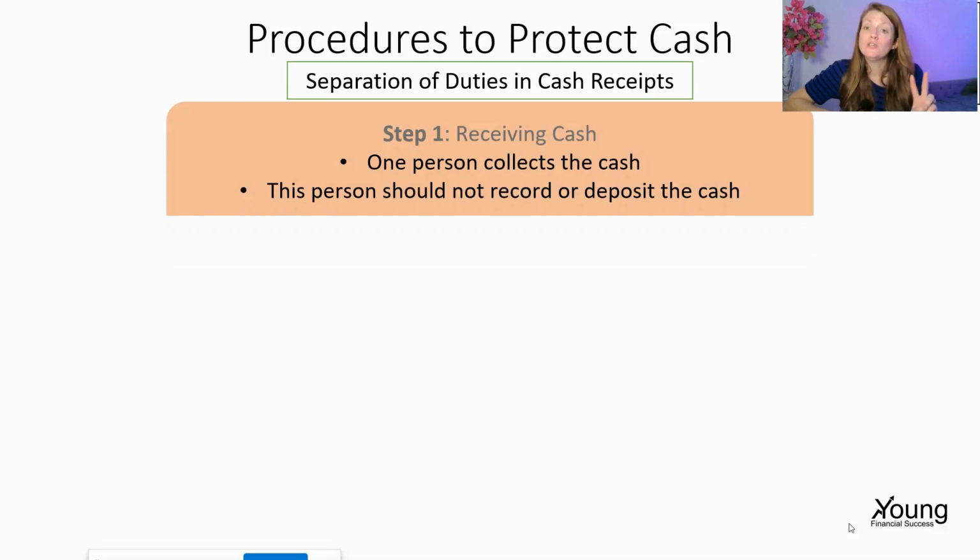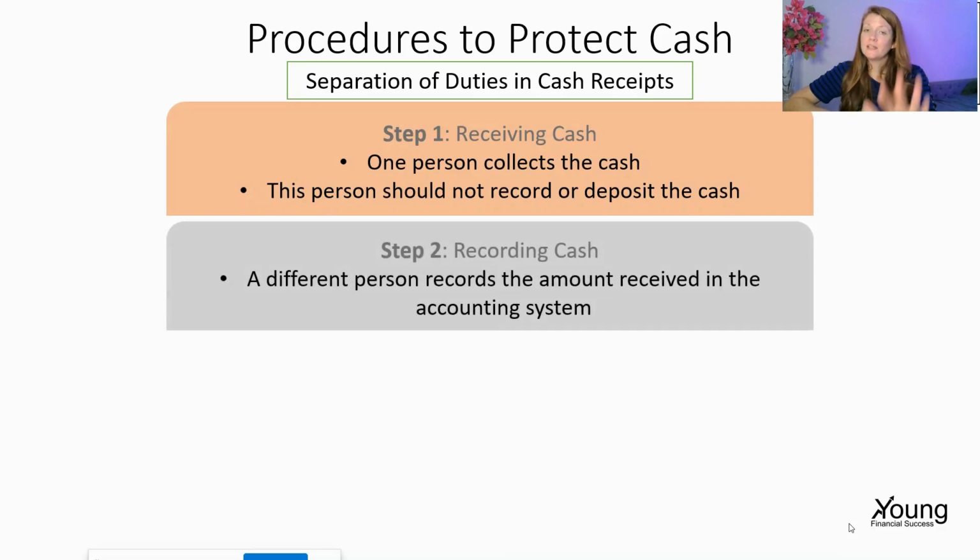It could even be two. They're maybe checking the mail together, collecting it from customers, but we have a separate duty of people or a person who are specifically collecting the cash and checks. They're not depositing, however. Then step two, we're recording the cash. We have a different person record the amount received in the accounting system. So we want to have at least two separate people here.